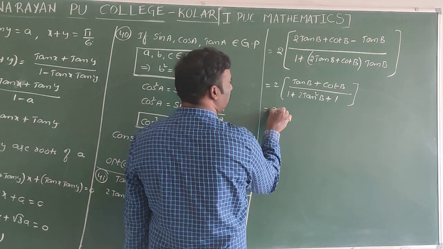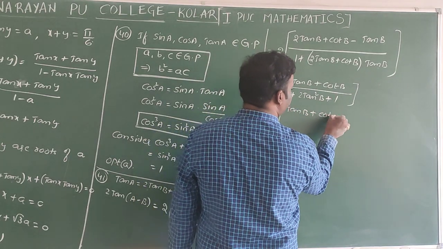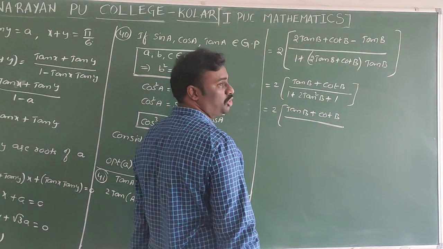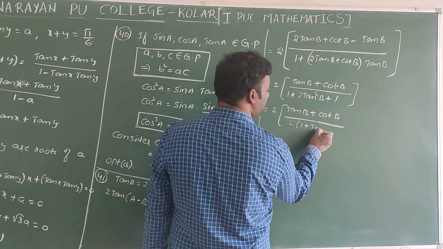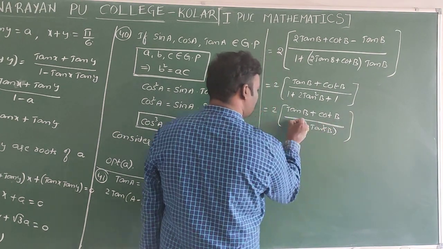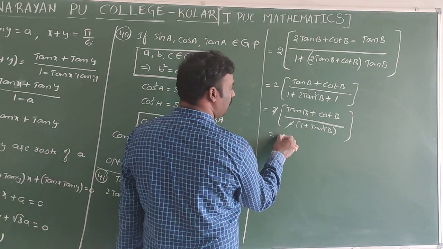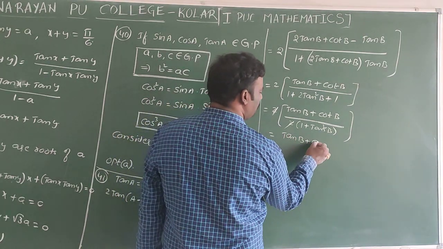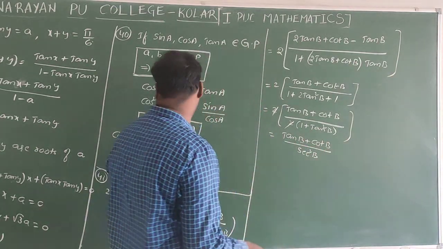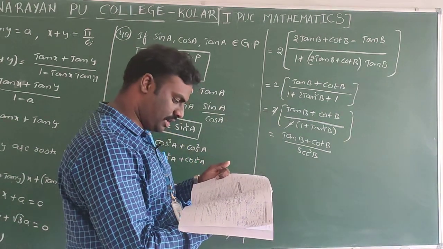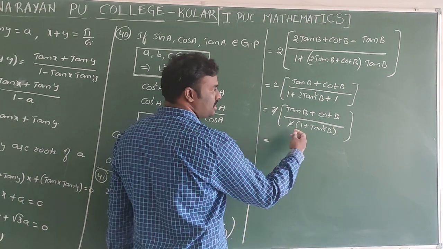That equals to 2 into tan B plus cot B. So here 1 plus 1 is 2, 2 plus 2 tan square B, I can take 2 common, 1 plus tan square B. Now 2 gets cancelled, 1 plus tan square theta is nothing but secant square theta. Now tan B plus cot B by secant square B. We will check the options for 41. Again simplify this. So the answer is given in terms of tan.